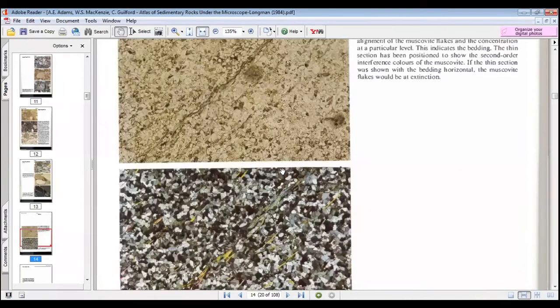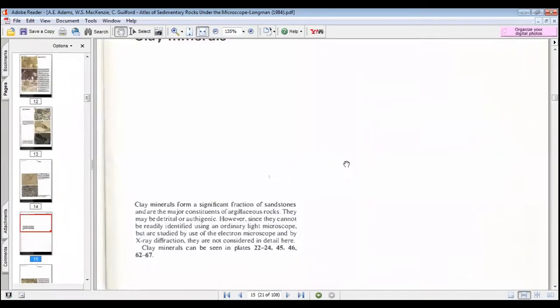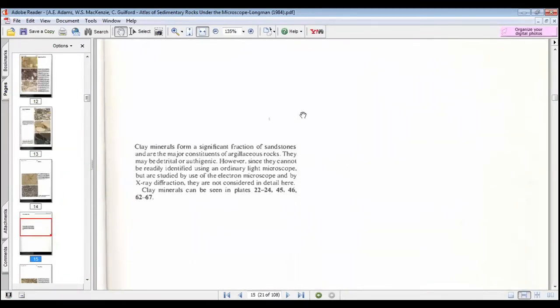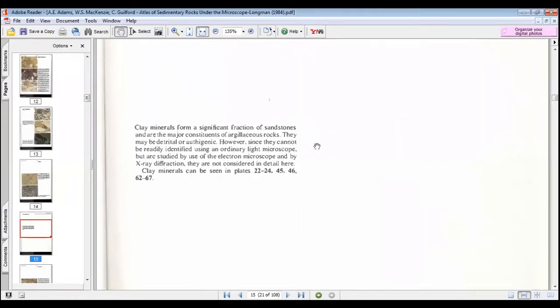And micas, if you look, they are sheet silicates and they always occur as sheets. Clay minerals are next. Clay minerals are not that easily identifiable under the microscope because of their very fine grain size. However, there are a few clay minerals that we can still see and try to interpret. But if you want to study clays further, you need XRD, X-ray diffraction studies and electron microscopic studies to understand the various types and various features of clays.